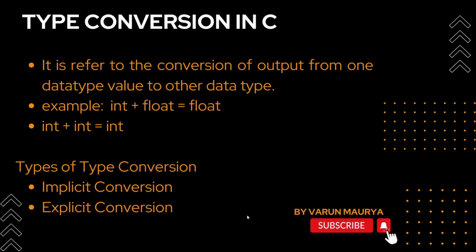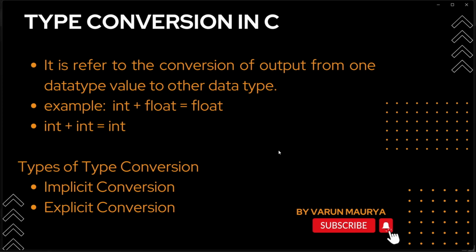Now our next topic is type conversion in C programming. It refers to the conversion of output from one data type to another data type. For example, if we have one int value and another float value, then the output would be float type. This is because the size of float is greater than the size of int, and the output would definitely be greater than that. For example, int plus float gives our output as float, but int plus int gives our output as integer.